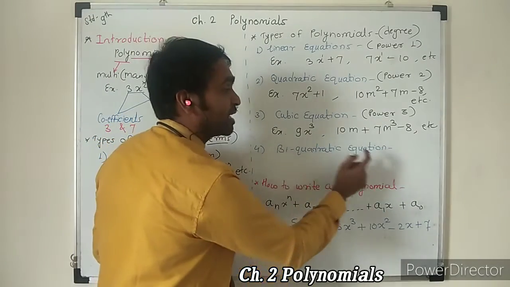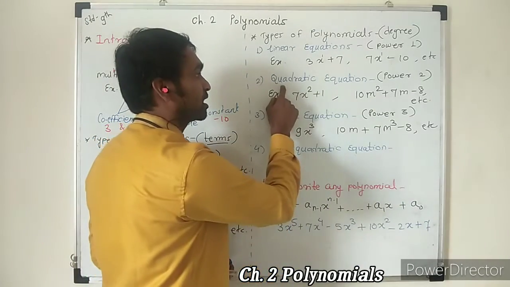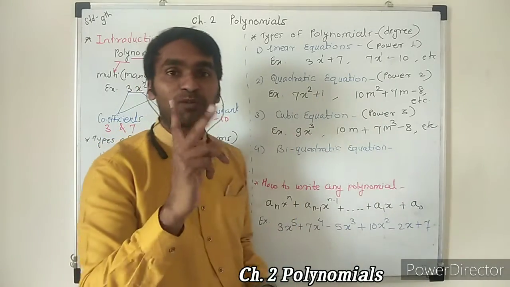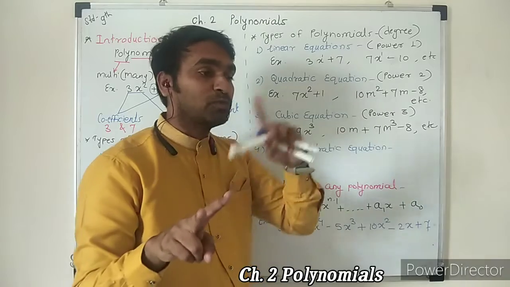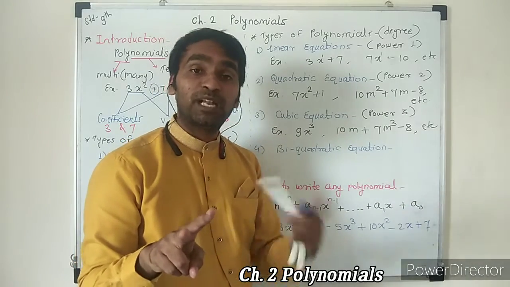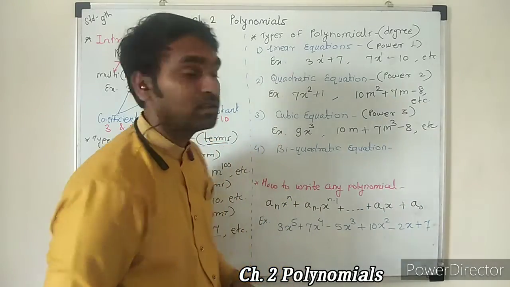Next, biquadratic equation. See, quadratic means power 2, and in biquadratic, bi means 2. So 2 multiplied by quadratic, that is 2 multiplied by 2, that is 4. So the power is 4.